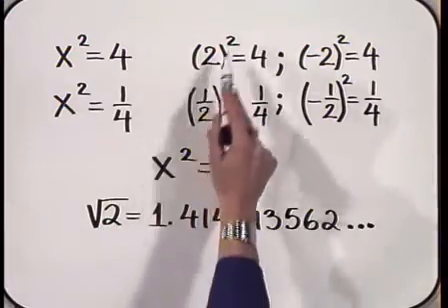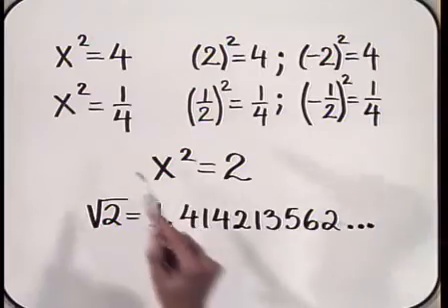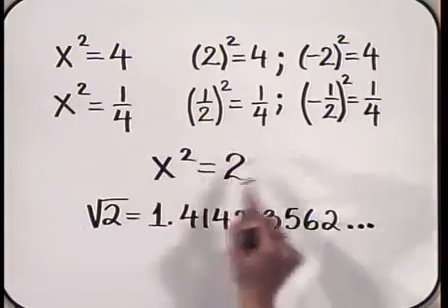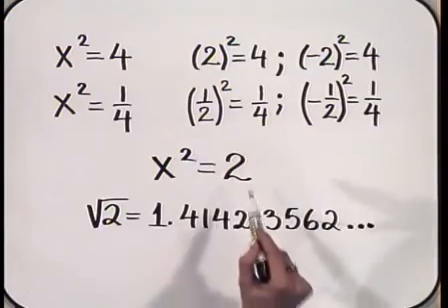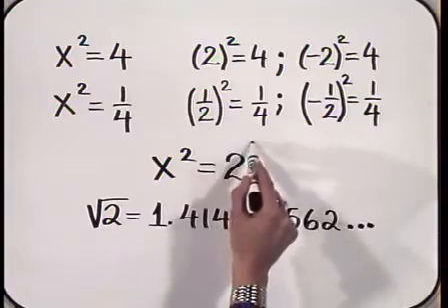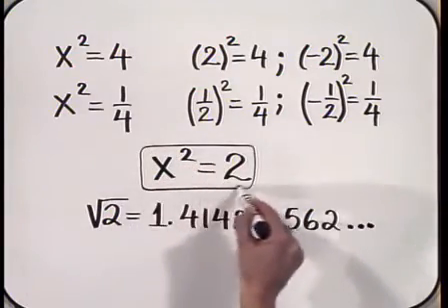You know that answer, 2 squared or -2 squared. The answers are integers. What number squared would give me 1/4? Well, 1/2 and -1/2 would be the answers. These numbers are rational numbers. But what about this equation? What number squared would give me 2?